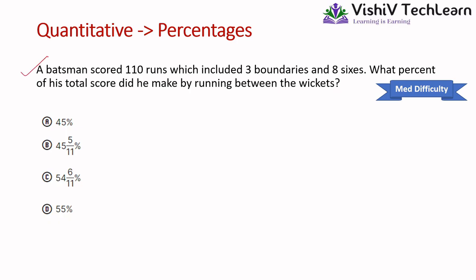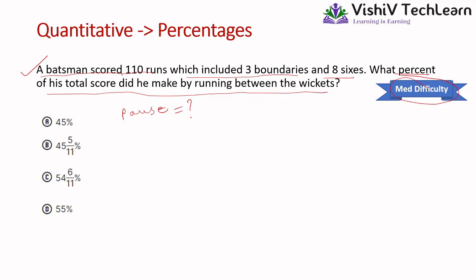So here we are on the next question. This question is of a little higher difficulty, medium level as compared to the previous question. A batsman scored 110 runs, which included 3 boundaries and 8 sixes. What percent of his total score did he make by running between the wickets? Again, I request you to pause and try to solve it. If you are not getting the answer, you can go through the solution.